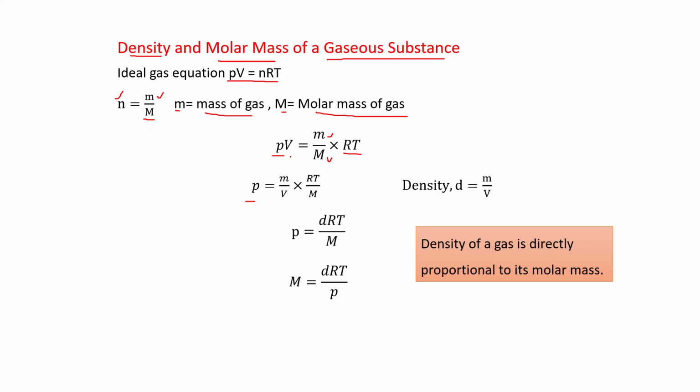This is P is equal to, V will come to this side, then we'll get m by V into RT by M, and this is m by V, mass by volume. This is density. That's why we are having P is equal to dRT by M. Okay, and you can also write M is equal to dRT by P, and from this relationship we can say density of a gas is directly proportional to its molar mass. Okay, this is the density and this is molar mass. They are directly proportional.